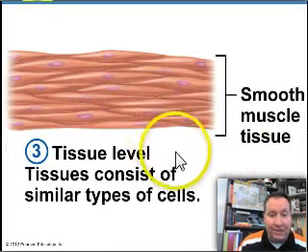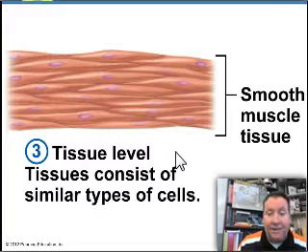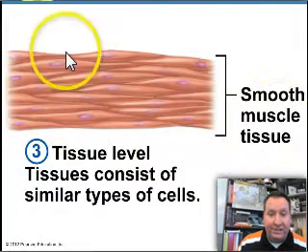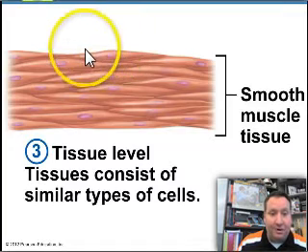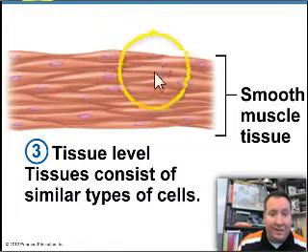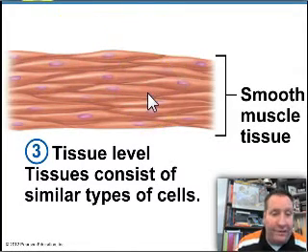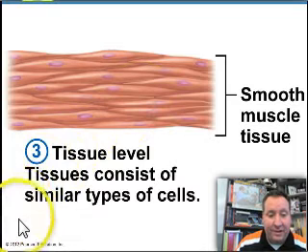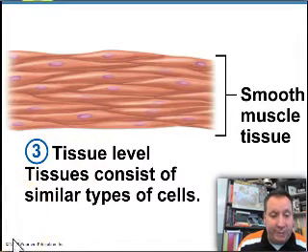So a tissue is a group of similar cells with a given function. They have the same structure and a function that they carry out. In this case, this is smooth muscle tissue, a group of all these similar cells joined together, and their function is to contract. I'm going to find these cells in the walls of every hollow organ, with the exception of your heart. That's what a tissue is.